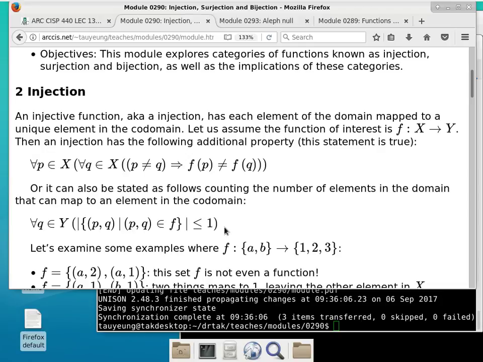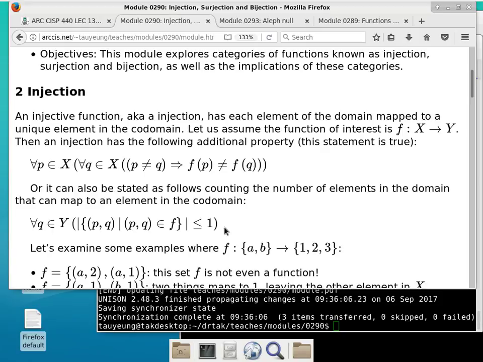Is that okay? It's so wide. I still don't get exactly why the cardinality is less than one. Because if it is more than one, that means you have multiple things from the domain mapping to the same thing in the codomain. That will make it not injective anymore.